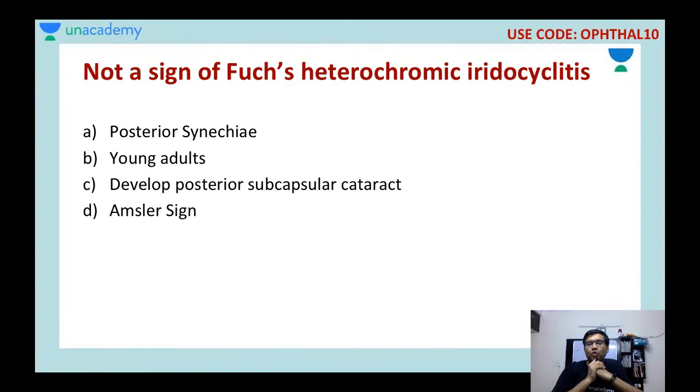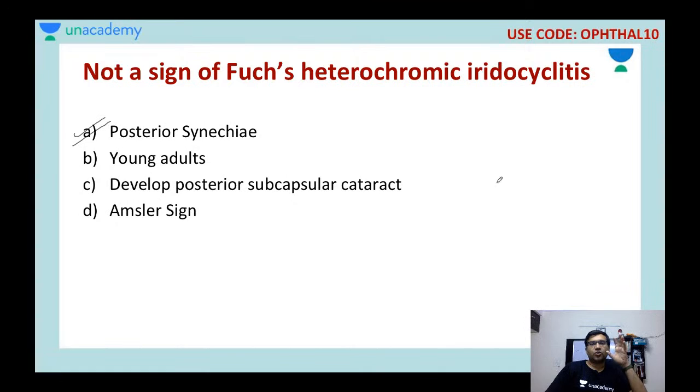Not a sign of Fuchs heterochromic iridocyclitis. Your options are posterior synechiae, seen in young adults, develop posterior subcapsular cataract, or Amsler sign. Try to answer. So the answer here is A, that is posterior synechiae.